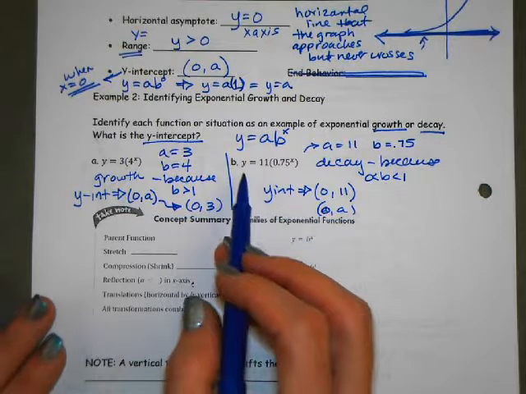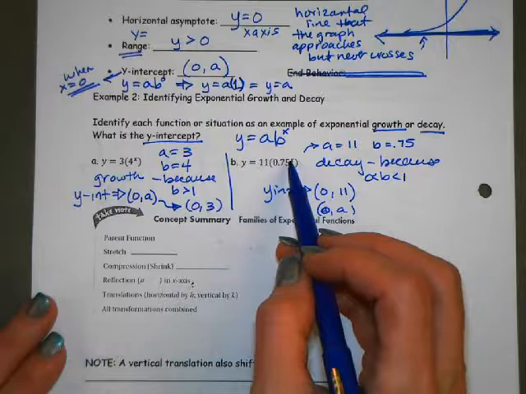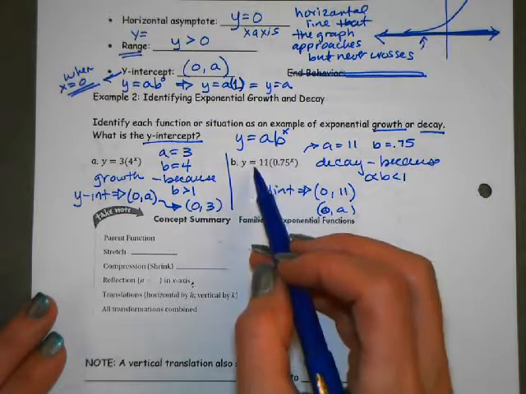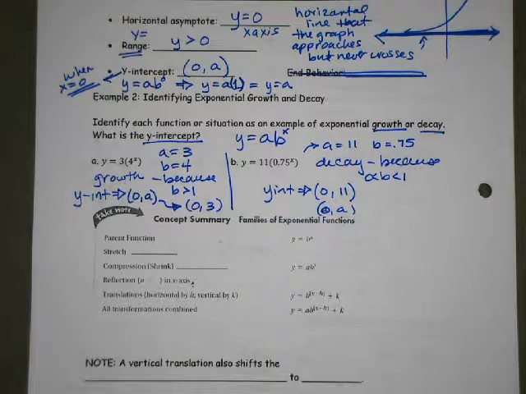Again, remember your y-intercept is when x equals 0. So I plug in 0 for x. 0.75 to the 0 power is 1. 1 times 11 is 11. So when x is 0, y is 11. Does that make sense? Okay.